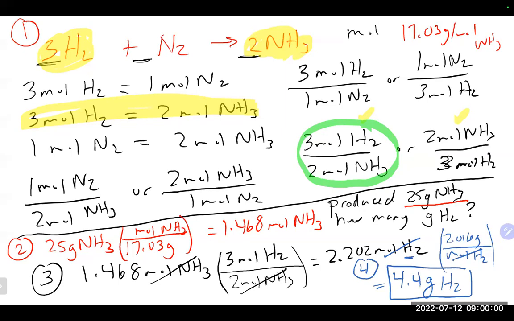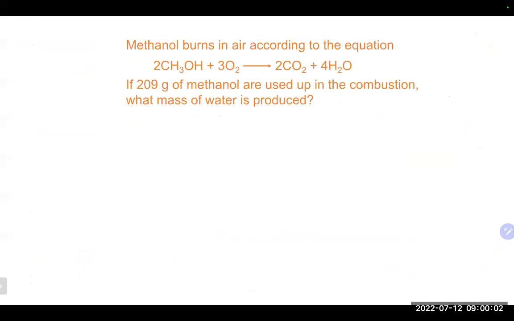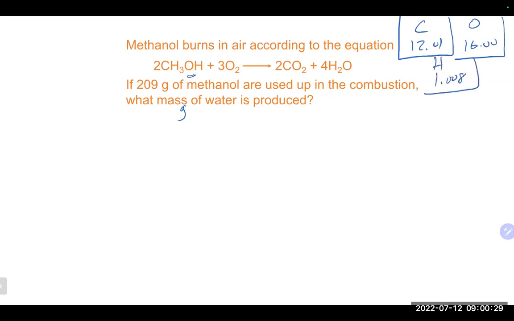All right, so why don't you try one here? Methanol burns in air according to this equation. If you had 209 grams of methanol, which would be this guy here, what is the mass, so how many grams of water would we produce here? We're going to give you some numbers that might be helpful. Carbon is 12.01 on the periodic table. Oxygen is 16. Hydrogen there is 1.008. All right, take a few minutes.